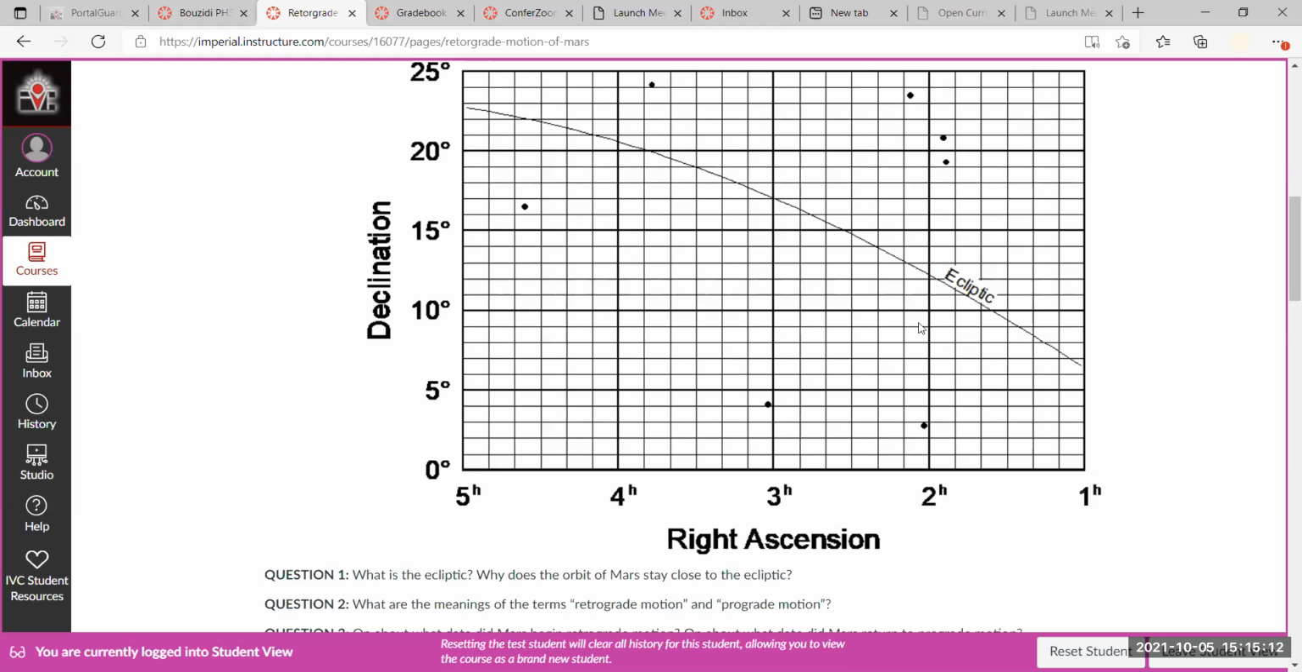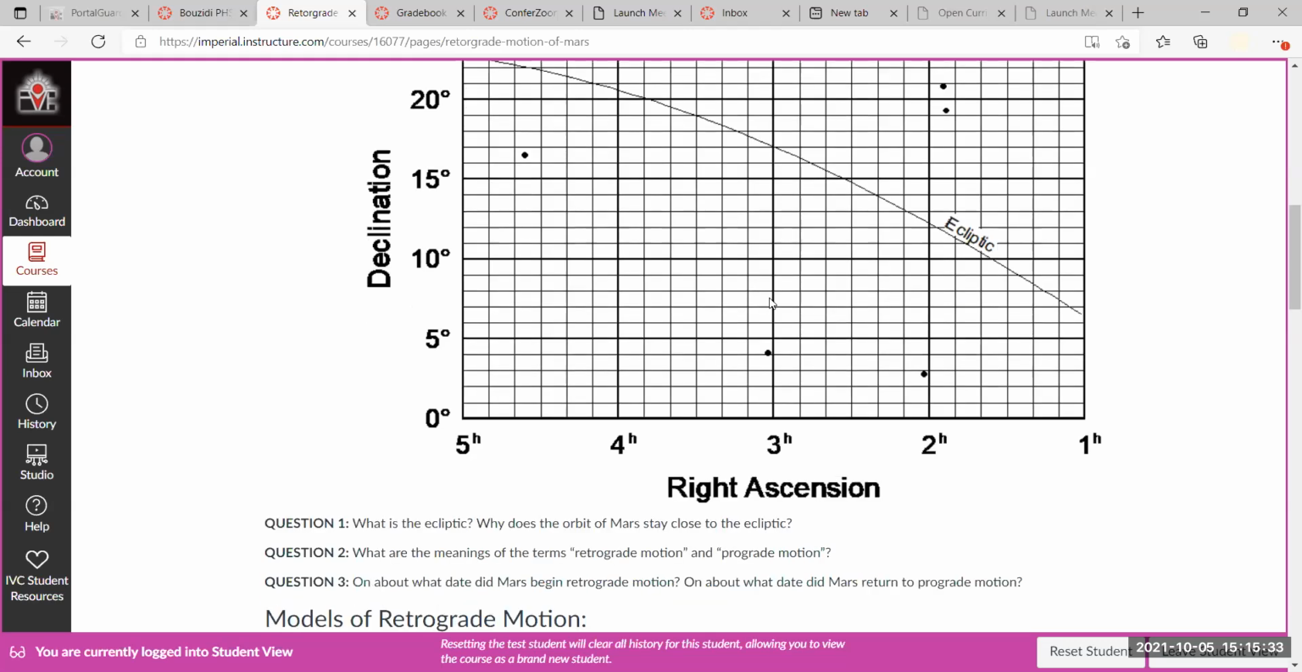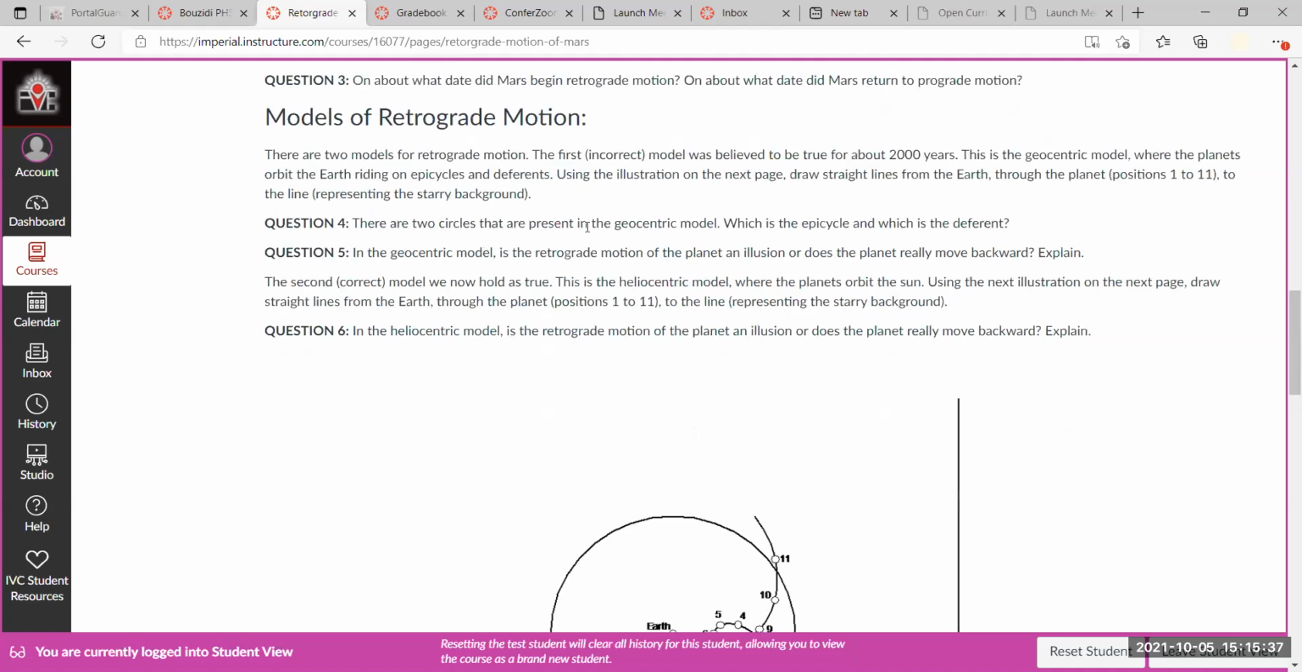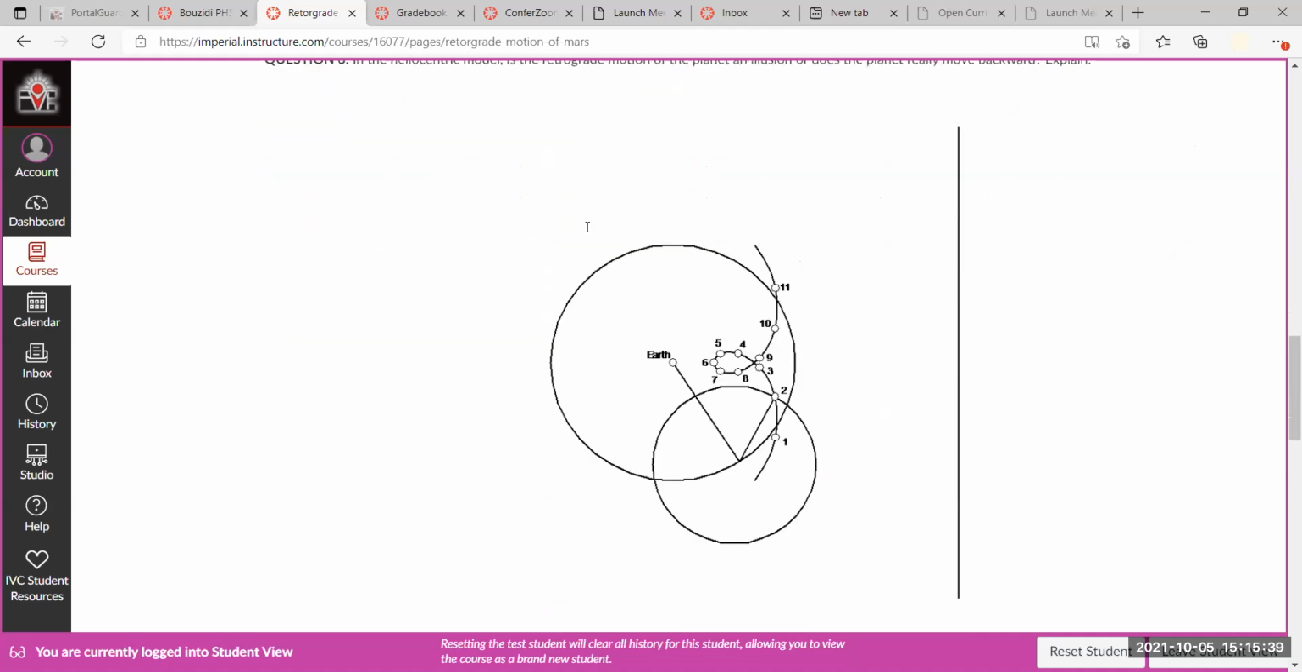So I draw these lines, as you can clearly see, and follow the position. And at some point, it's going to move backward, and then it's going to move forward. Then you connect the lines. That is the path of Mars. Okay? Again, we're going to meet on Thursday. We're going to draw these things together. Then I answer a bunch of questions, which we're going to discuss on Thursday.